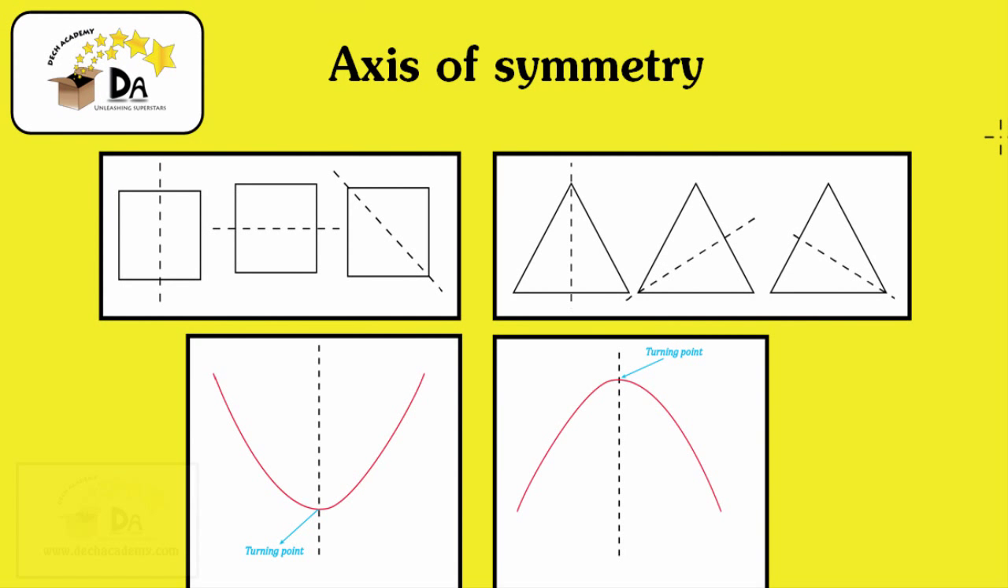This video deals with the concept of an axis of symmetry, also known as a line of symmetry. You've come across this in your junior secondary school or even in primary school. Lines of symmetry divide a shape into two equal parts.